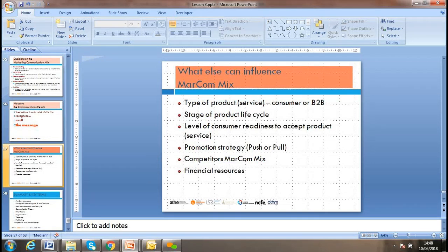And what else can influence marketing? The type of product and services, B2B or B2C, and the product life cycle. The life cycle has the introductory stage, growth stage, maturity or decline stage. So maybe we need to design our promotions accordingly as well.